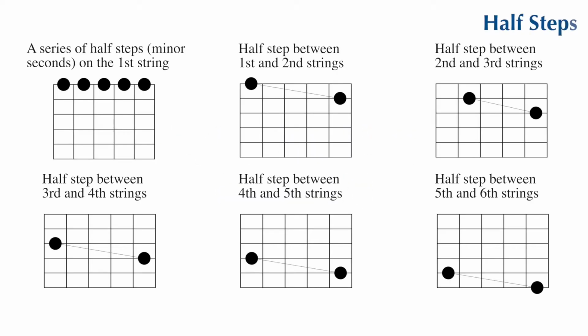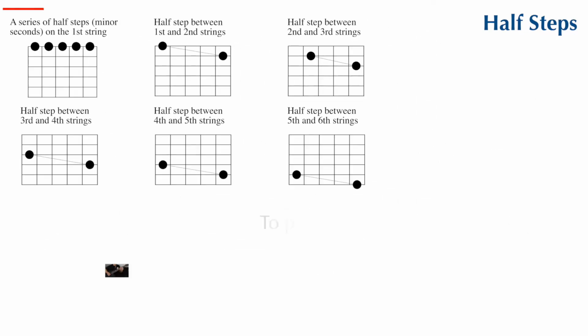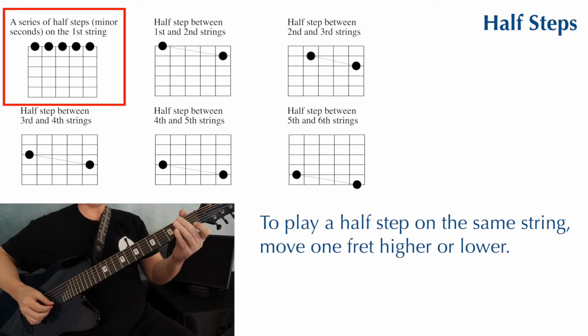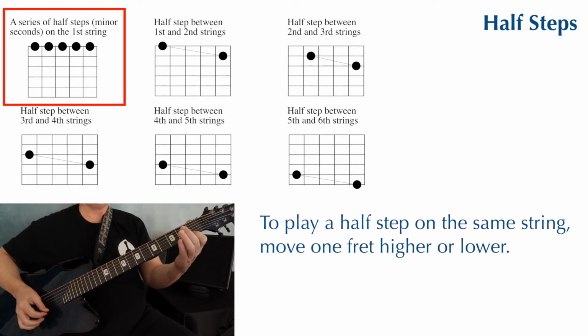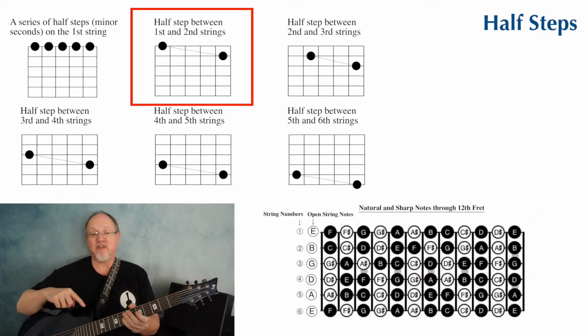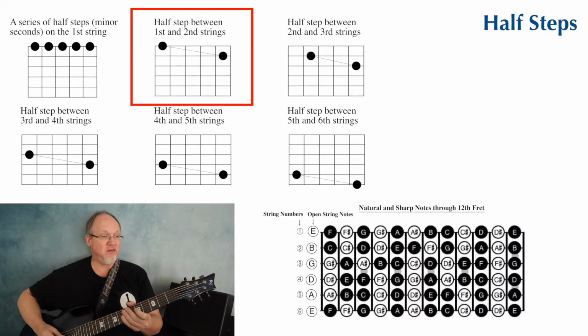We're looking at page 13, half steps and whole steps. In most Western music, a half step is the closest two notes can be to each other. And on the guitar, a half step is just a distance of 1 fret. To play half steps on the same string, you just move 1 fret lower or higher. To play half steps moving from one string to the next, you're going to have to count some frets.